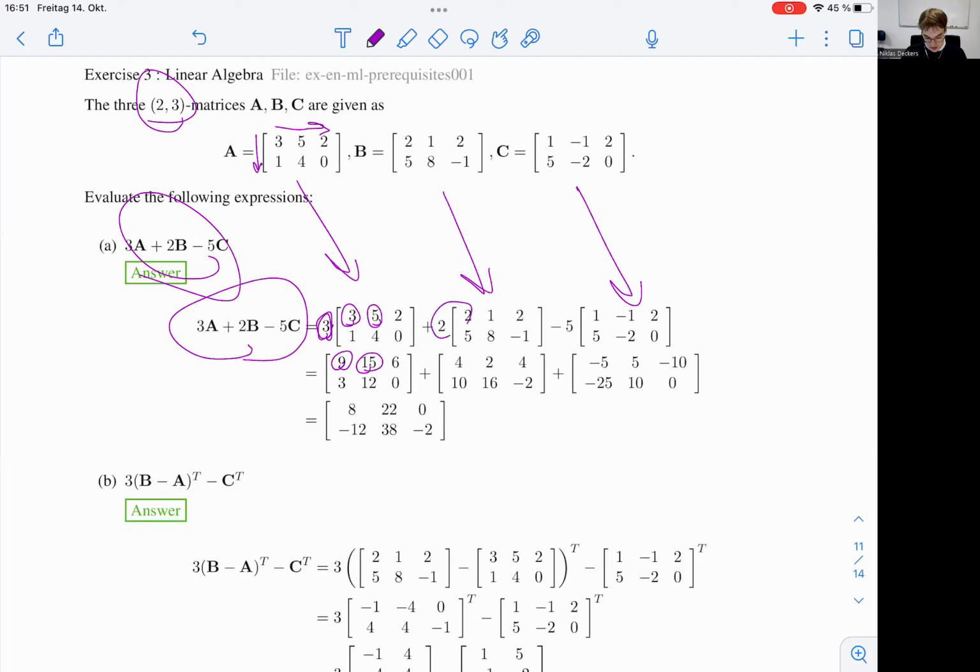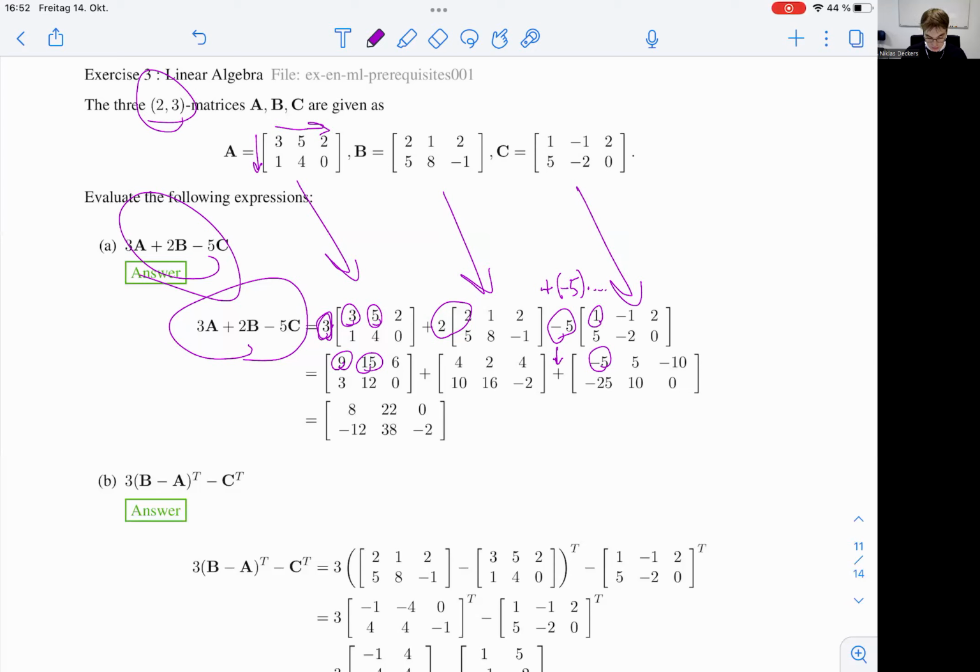The same over here. Here it's a bit tricky because we have this minus, but we just make from this minus a plus, minus 5 times, and convert it to a plus or addition. But we have to multiply everything by minus 5. So minus 5 times 1 is minus 5, and so on. And then we get the second line.